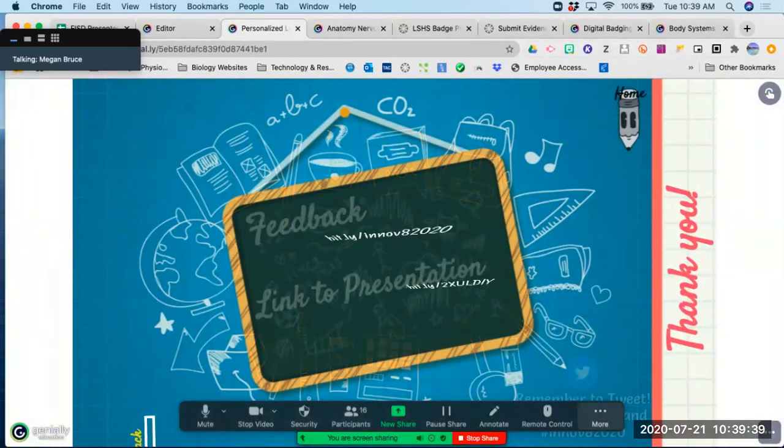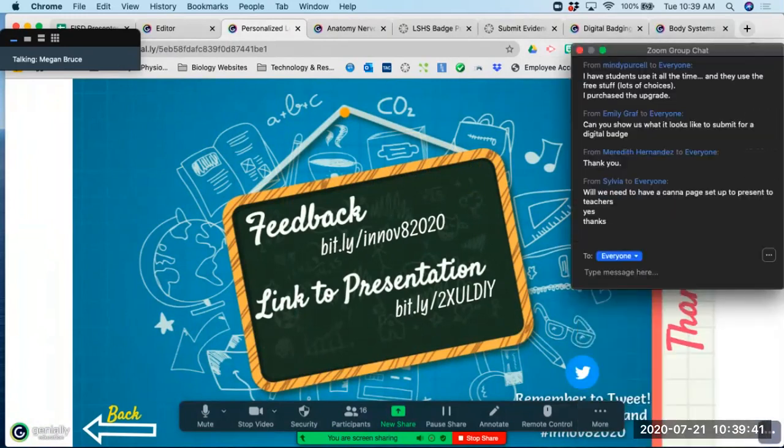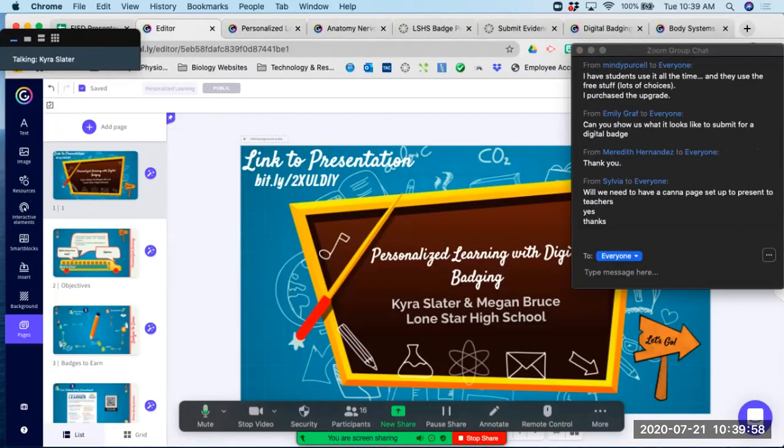So if you really like this, you want to copy one of our templates, and you really like how the Canvas side is set up, Kira, do you mind showing them on your end as a teacher what it looks like? So like the anatomy nervous system, can you show them on your Canvas? Oh, like the editor or Canvas you want? Yeah. Oh, like on the Canvas side? Yeah, how it would look.